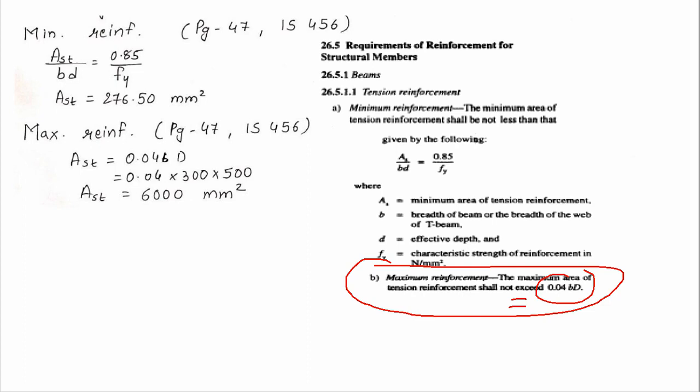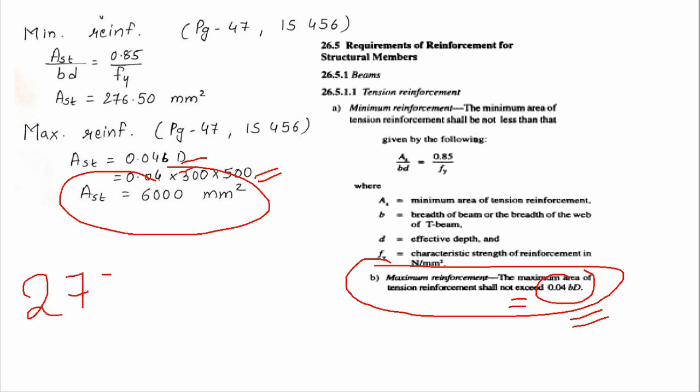Keep in mind, capital D, that is overall depth, we need to consider in this. So 0.04 B into D. B we have seen 300, capital D is given in the question as 500, so this maximum steel comes out to be 6000. That means our range becomes 276.5 less than 850, less than 6000. This is our steel provided.